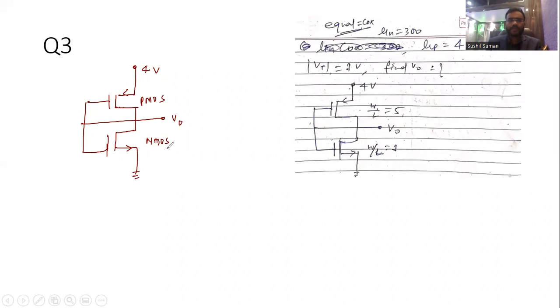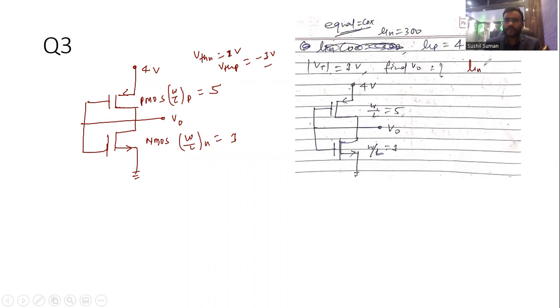Just write it like this. This is your PMOS. As you know, the combination of NMOS and PMOS is called CMOS. This is your NMOS, this is your PMOS, and this is your V naught. For the NMOS, W by L is 1, and for the PMOS, W by L is 5. VTHN is 1 volt, and VTHP is minus 1 volt.